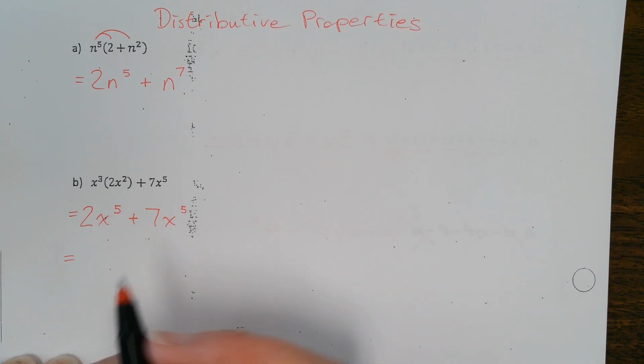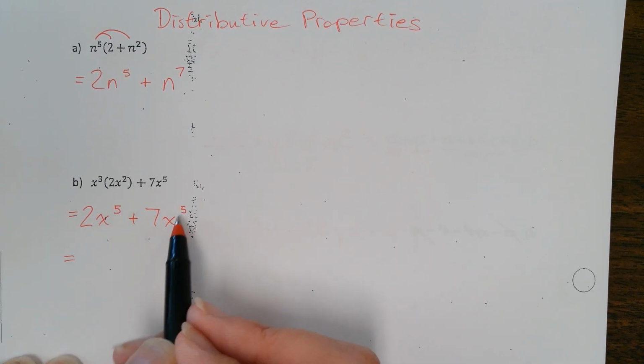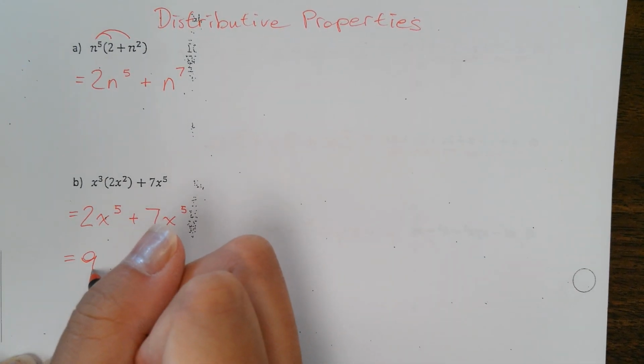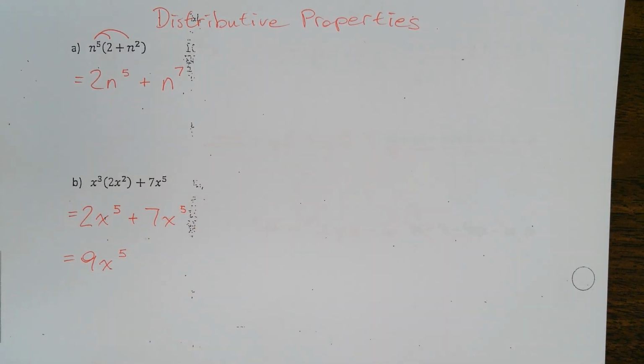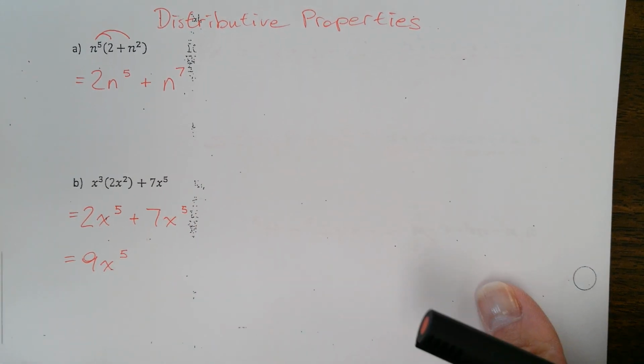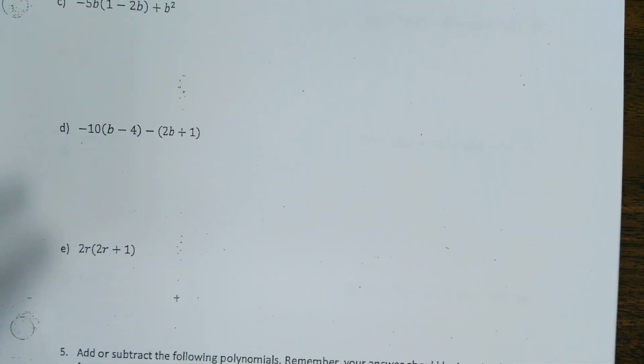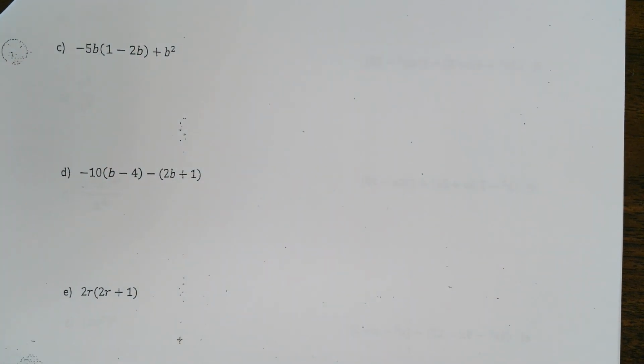Yeah, same base. They're both x to the 5th, so I can combine them. So altogether, I have 9x to the 5th. Right, Anjali? Okay. Copy this down, especially since you don't have the work done.